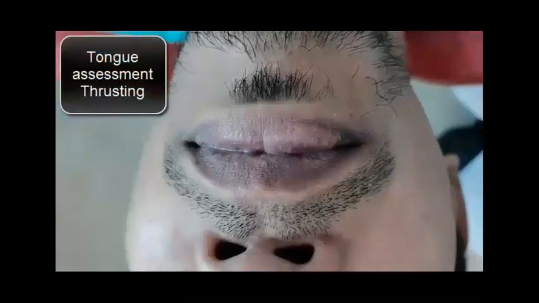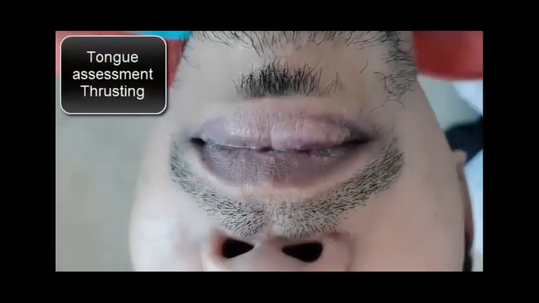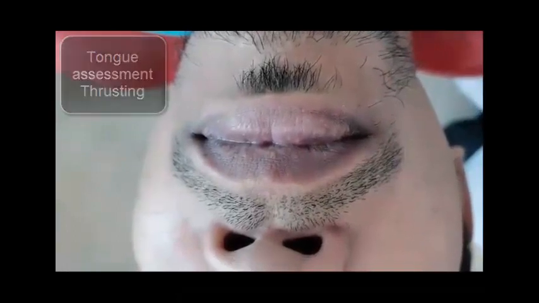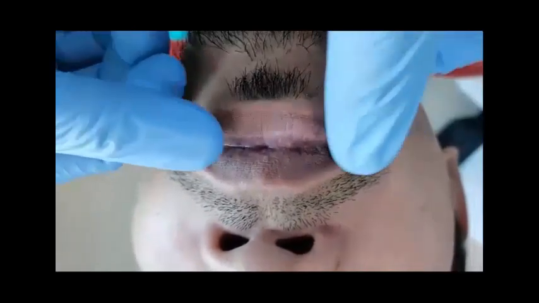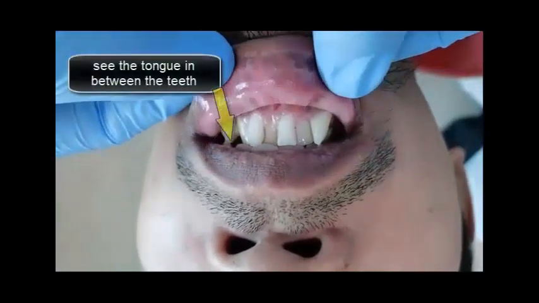For assessment of the tongue, you need to pull the lower lip slightly. Ask the patient to swallow. See the position of the tongue during swallowing. Patients with anterior open bite usually have to bring their tongue forward, that is thrusting, to get an oral seal before they can swallow.